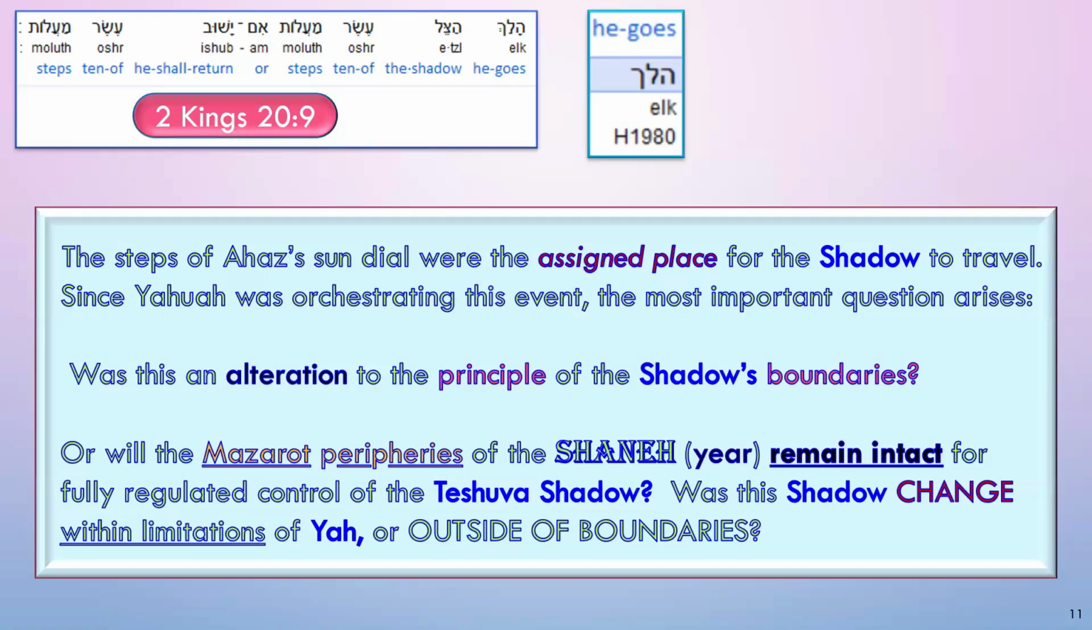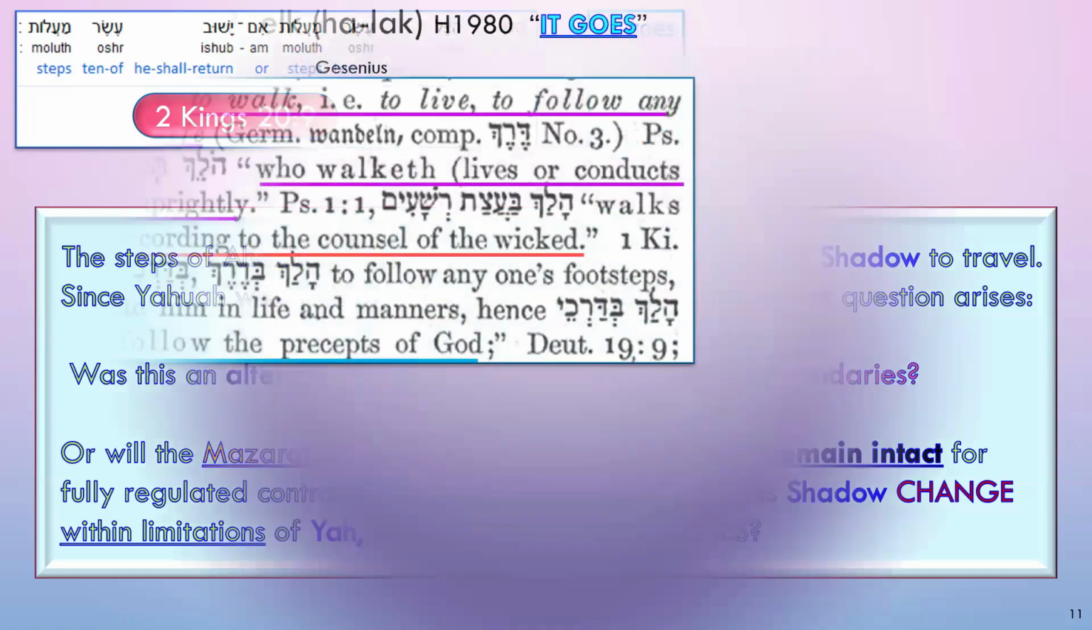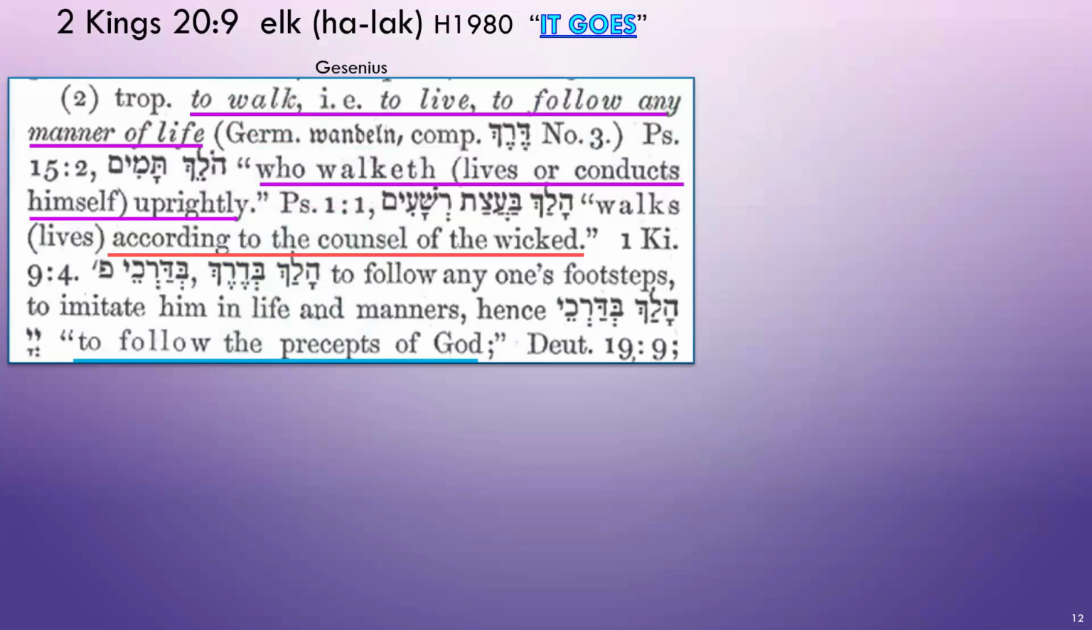Next question. Was this shadow change within limitations of Yah? Or was it outside of his boundaries? 2 Kings 20, verse 9, halach. This also is from Gesenius. To walk, to live, to follow any manner of life. Who walketh, lives or conducts himself how? Uprightly, very important. What about this one? According to the counsel of the wicked. Well, that tells us that context is pretty important.